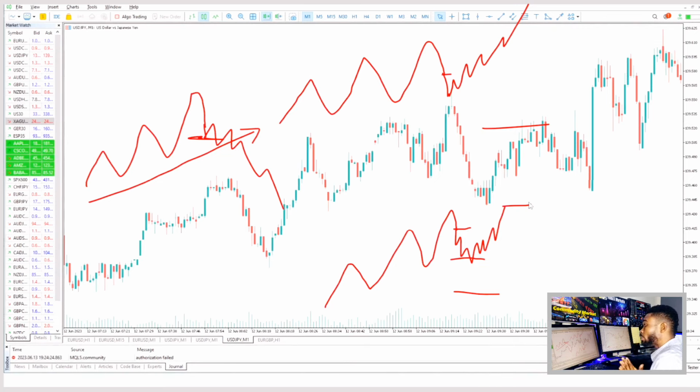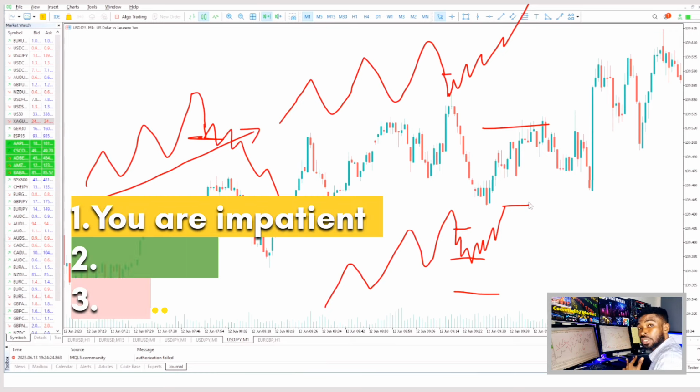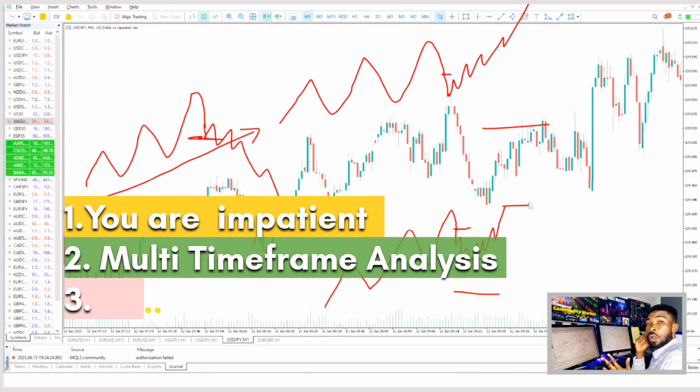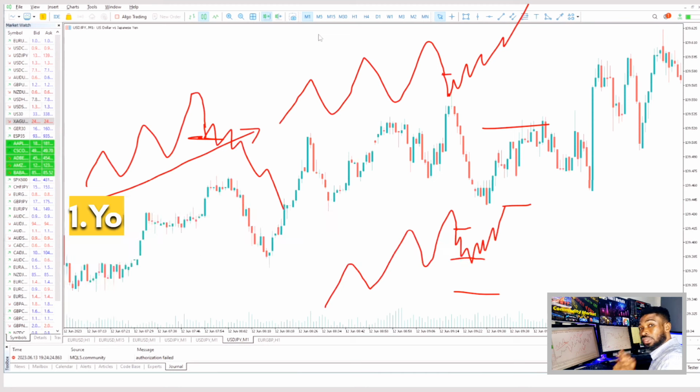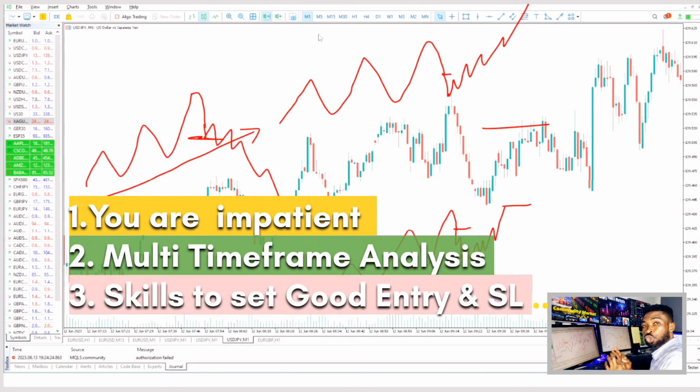If this is your problem, it's because you have issues with three things. One, you are impatient. Two, you don't know how to do multi-time frame analysis. And the third reason why you are facing this problem is because you lack the skill to set a proper entry, proper target, and proper stop loss. So that's your major problem.